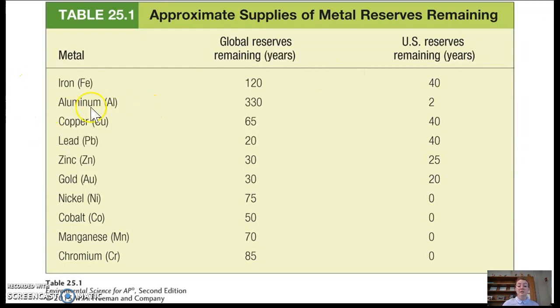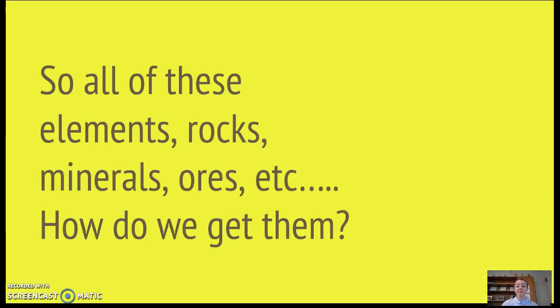I think aluminum is the cool one here. This just shows how little aluminum we have in the United States. So the rest of the world is 330 years' worth. We only have 2. So this really shows why it's important for us to trade with one another, why those economic principles are really important when it comes to the distribution of metals and ores.